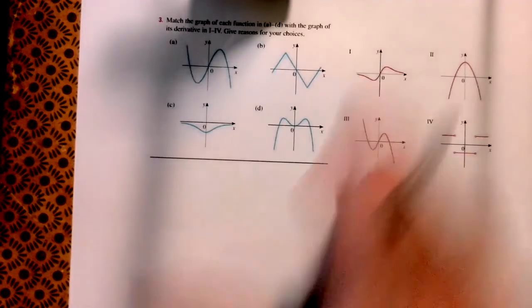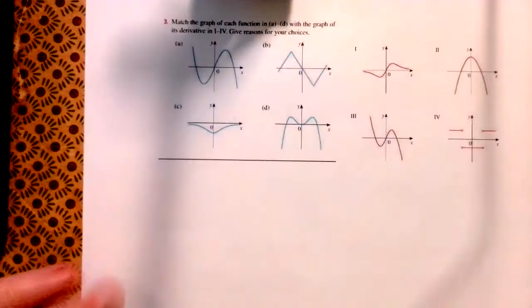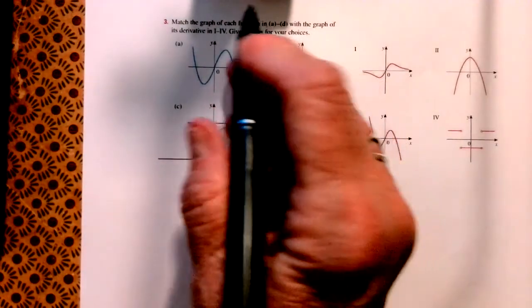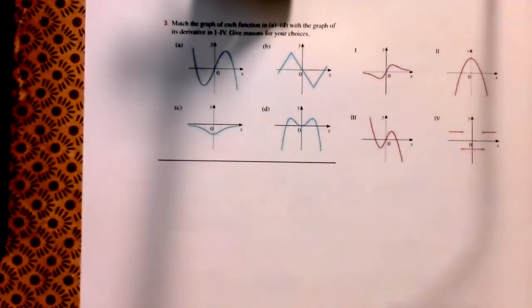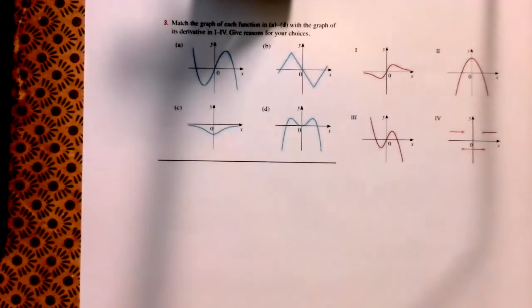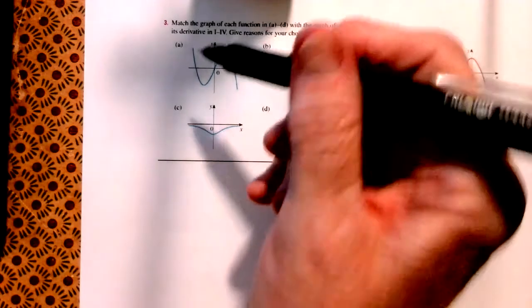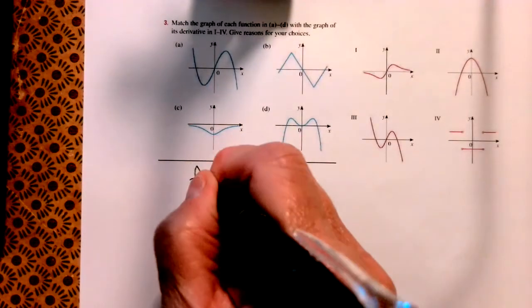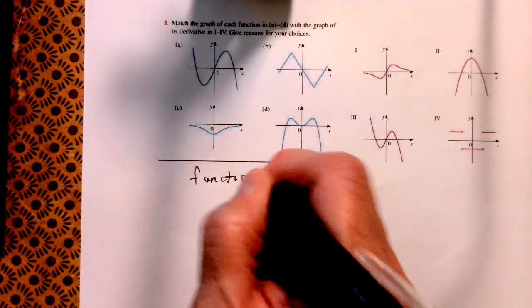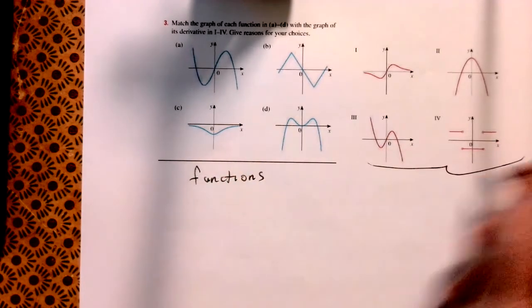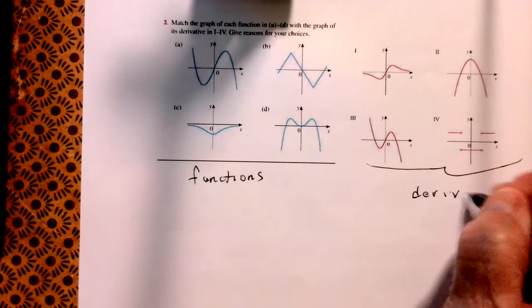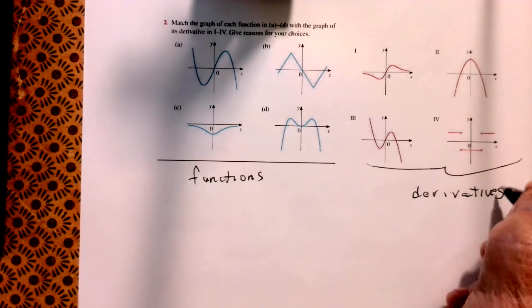we've got some functions in graph, and then we've got some derivatives graph. So these are the functions. So we want to match the graph of each function with the graph of the derivative. That's better. So these are the functions right here. And these are the derivatives over here. Okay, so we're going to use what we just talked about.